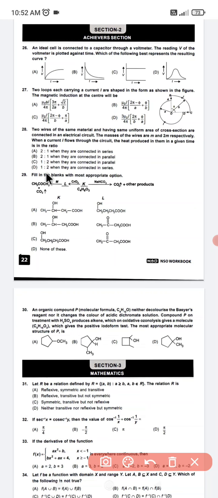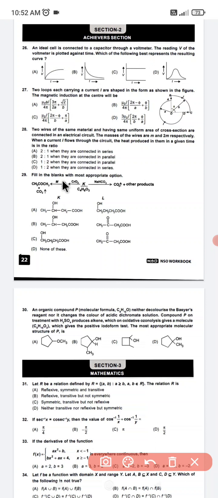After that we have the next question, question 29, fill in the blanks with the most appropriate option. In this question we have a substance K, which when reacted with sodium hydrogen carbonate gives carbon dioxide plus other products. Now this K on reacting with chromium oxide forms L.